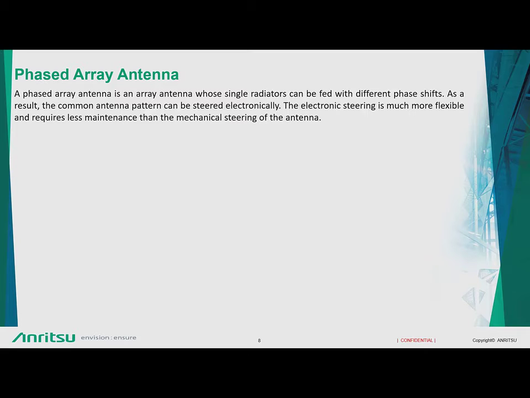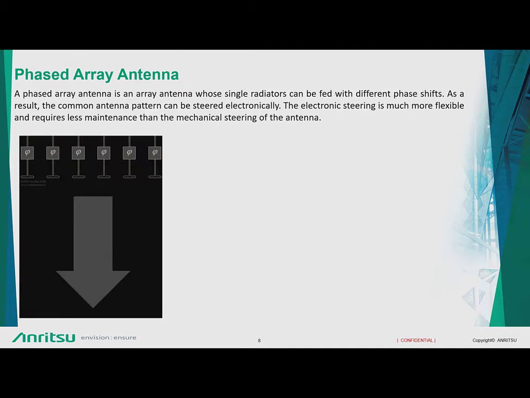And this will become more clear from this image, and you can see that as a result, the common antenna pattern can be steered electronically. So what you see from this particular image is the fact that if all the phase shifters are at an angle of 0 degrees, then the beam is just looking at the forward direction.